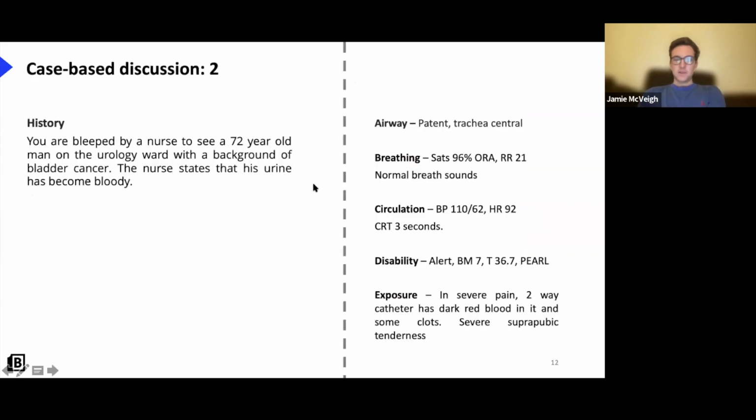Next case. You are bleeped by a nurse to see a 72-year-old man on the urology ward who has a background of bladder cancer. So the nurse states that his urine has become particularly bloody, which is a little bit concerning.